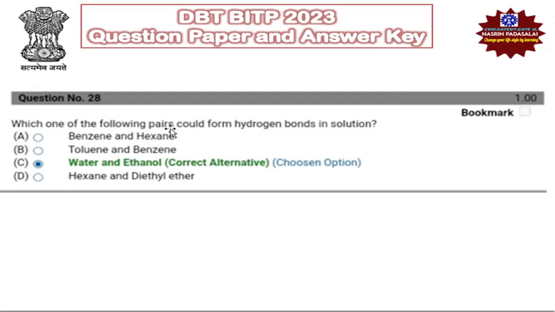Next, which of the following pairs could form a hydrogen bond in solution? The correct answer is water and ethanol, because they have an OH group. Rest of them are hydrocarbon compounds. They don't have the capacity to form the hydrogen bond. So correct answer is water and ethanol.